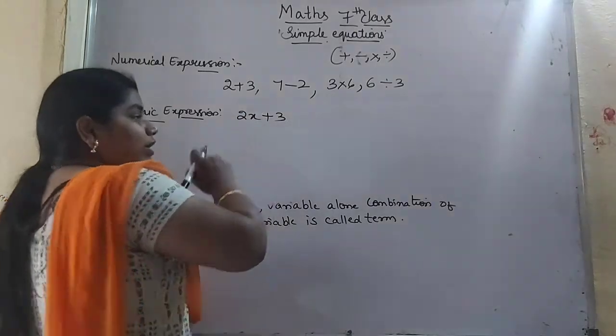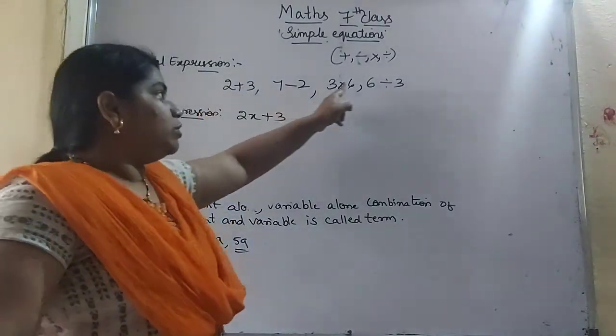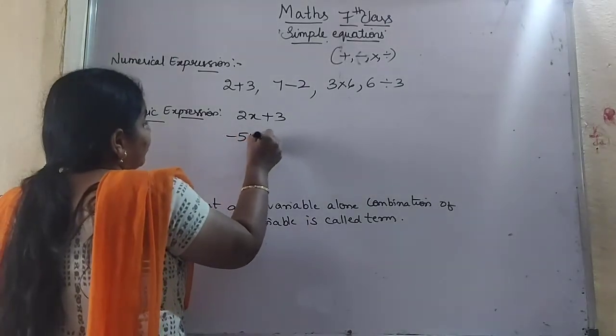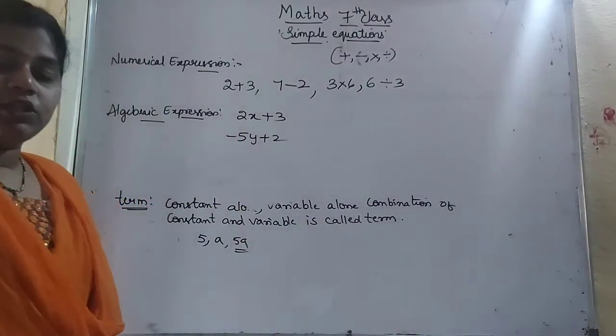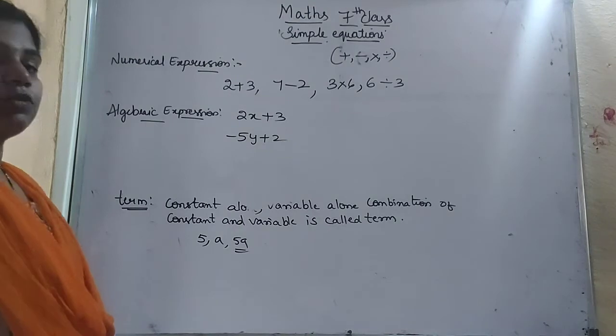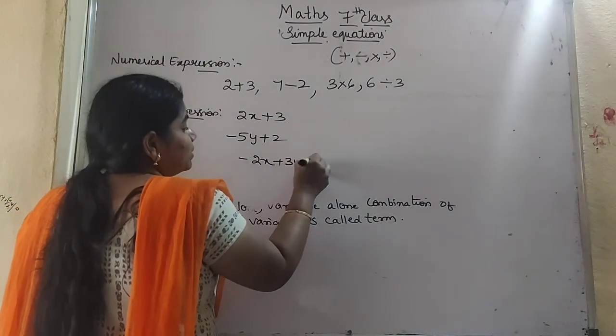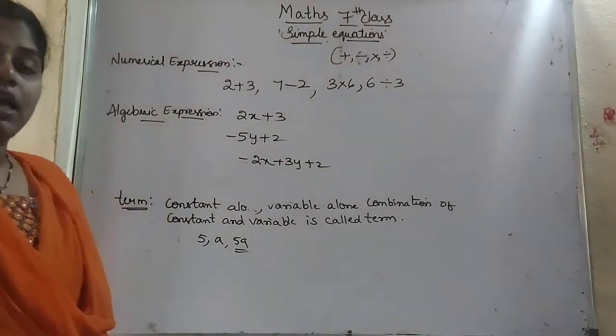In this you are having the x variable. In the numerical terms you are not having any variables. In the same way, minus 5y plus 2 is an algebraic expression. In the same way, minus 2x plus 3y plus 2 is also an algebraic expression.